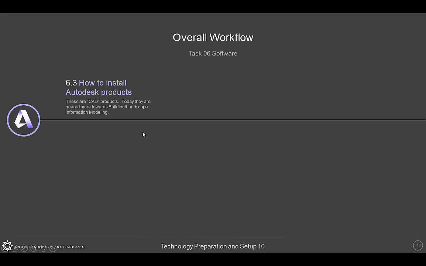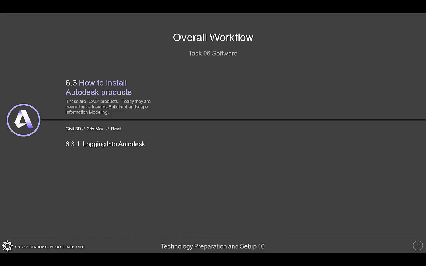So these are what they call the CAD products, or the computer-aided drafting products. Today they're more geared towards building or landscape information modeling. The three most commonly downloaded applications in our college are Civil 3D, 3D Studio Max, and the Revit applications. Students do tend to also download plain AutoCAD, but that's not used as much today.